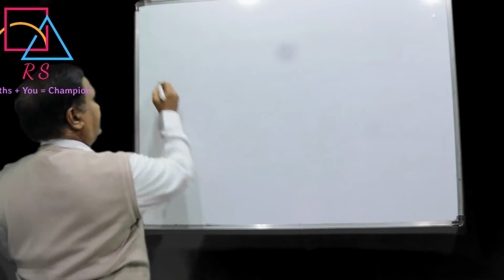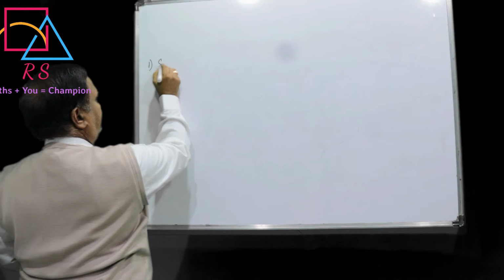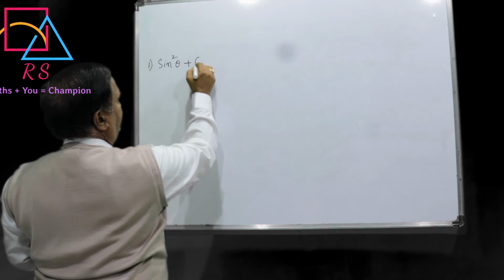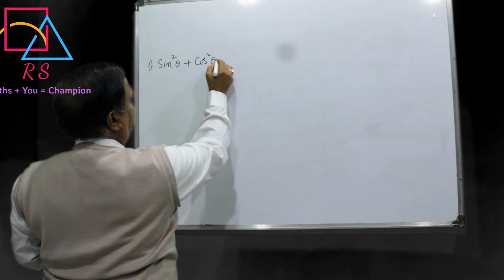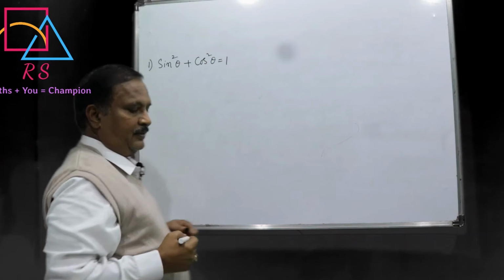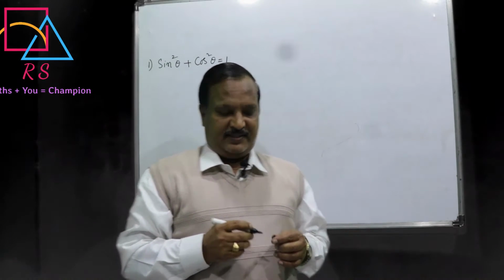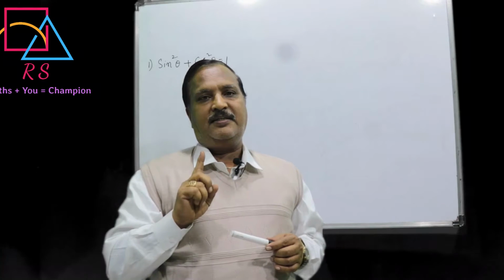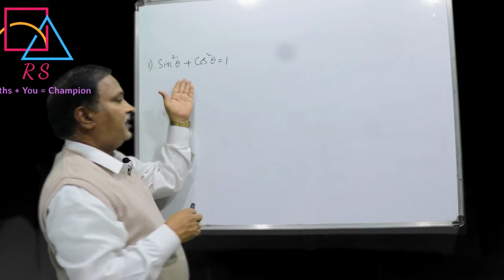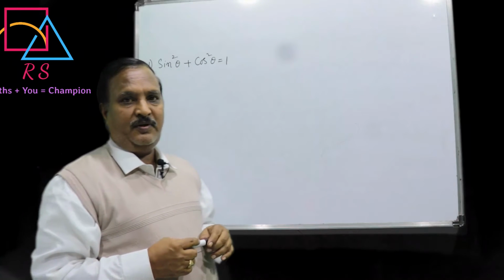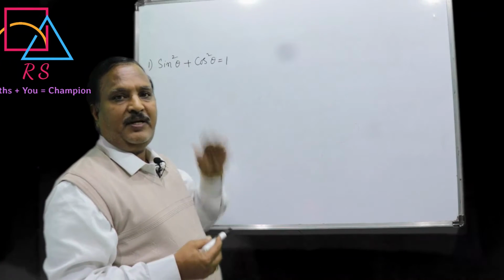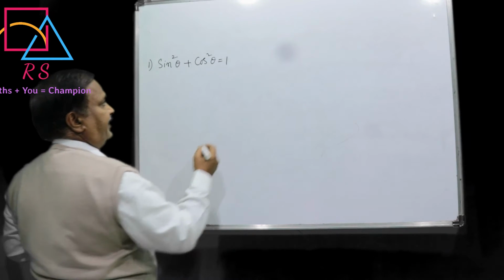The first identity is the relation between sine and cos. Sine square theta plus cos square theta is equal to 1. This is the first identity formula. Also you should learn how this formula is to be proved. Because we know only the definitions, you just apply the definitions.